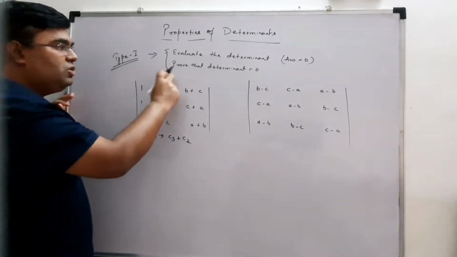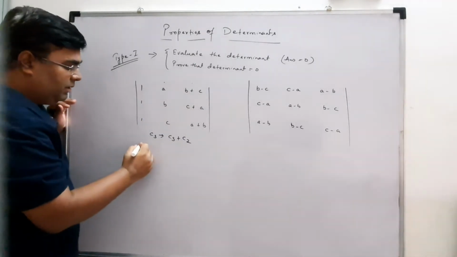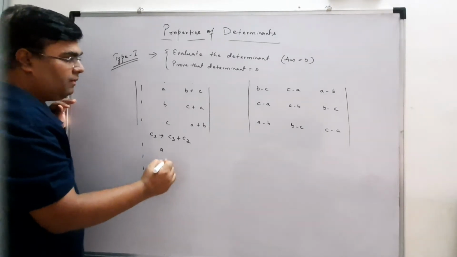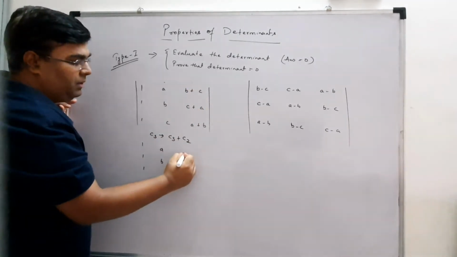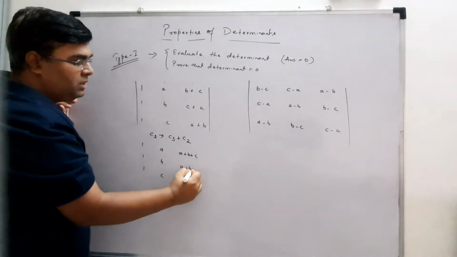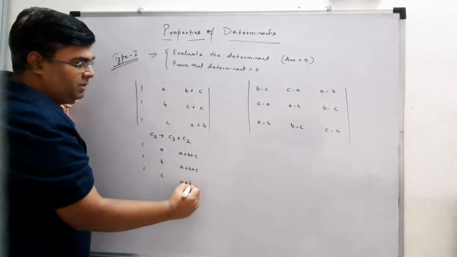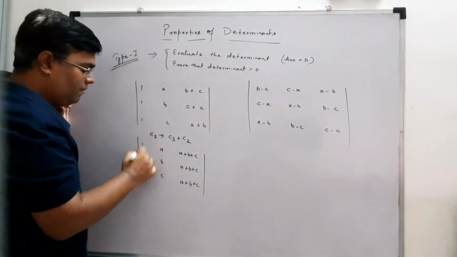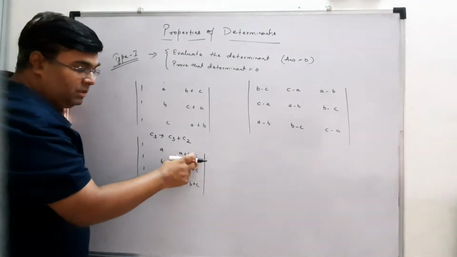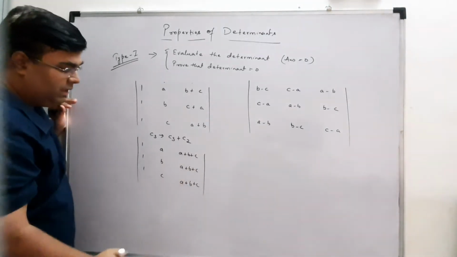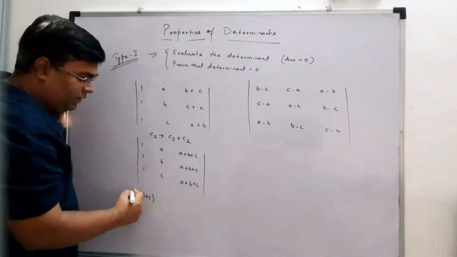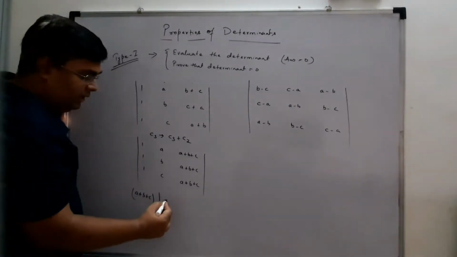If we add these two columns, it will become 1, 1, 1; a, b, c; and the third column becomes a plus b plus c, a plus b plus c, a plus b plus c. Now we can take a plus b plus c common from C3, and we can write it like a plus b plus c times the determinant.